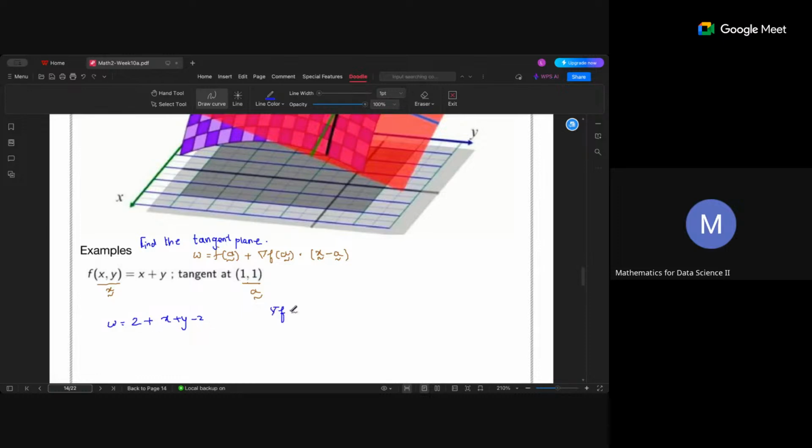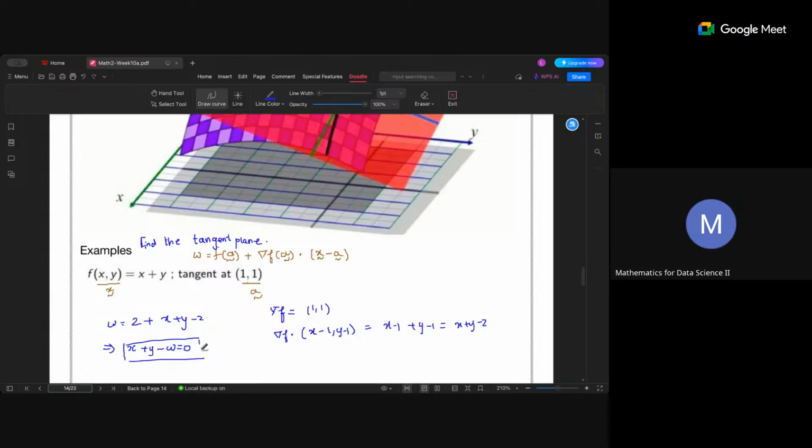So here del f is nothing but 1 comma 1, right? So del f at 1 comma 1 is also 1 comma 1. So del f dot x tilde minus a tilde is del f dot (x minus 1, y minus 1), so x minus 1 plus y minus 1, so x plus y minus 2. So this is this side, and f of a tilde is 2. So when you simplify this, you get x plus y minus w is equal to 0. Right? So this is the equation of a plane in R3.